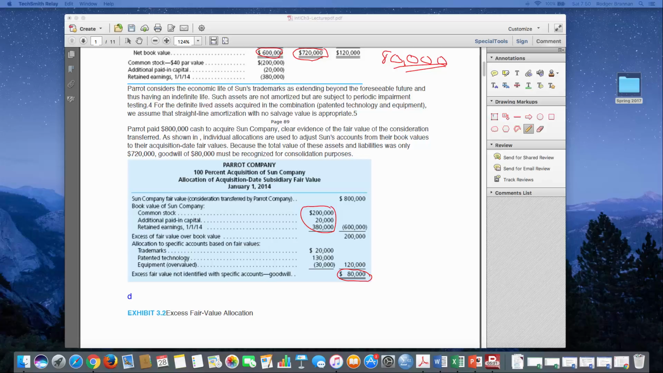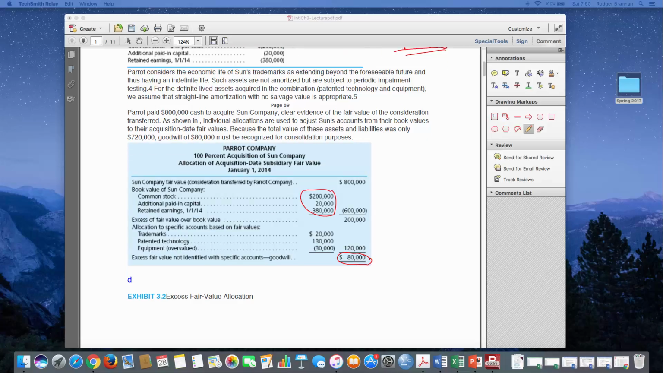Then the next entry would have been to credit the investment account for $200,000 and then debit the trademark for $20,000 and bring it up to its fair market value. Debit the patent for $130,000 and then credit the equity account for $30,000 because again you're writing it down, and then debit the goodwill account for $80,000. So those would have allowed you then to consolidate at the time of the acquisition.